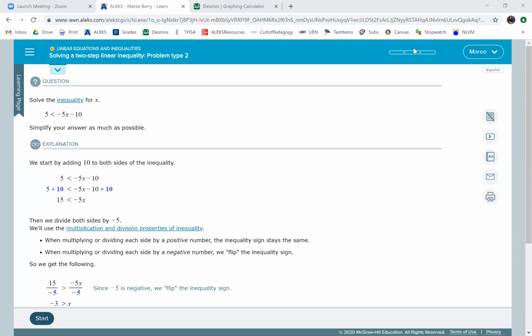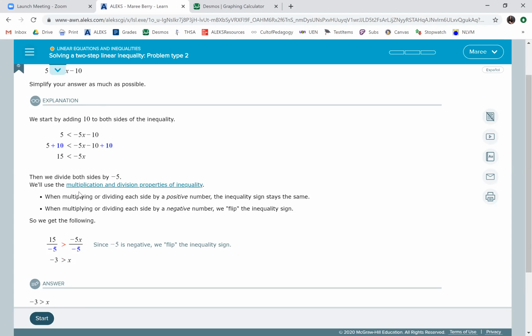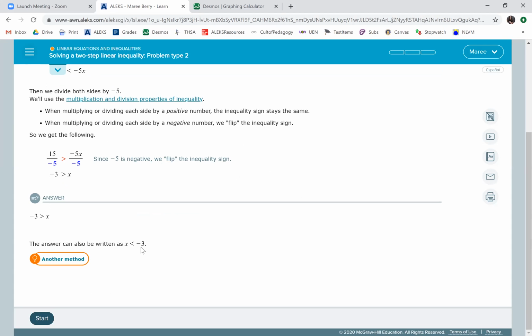In this lesson, we're going to be solving inequalities, and there's going to be more than one step. The one thing to remember about solving inequalities is anytime you divide or multiply by a negative number, you flip the sign. So in this example, we're solving for x. We have to add 10 to both sides, but then we have to divide by a negative number. So when we divide by a -5, we flip the sign. So x is less than -3, and we can write it in either way.